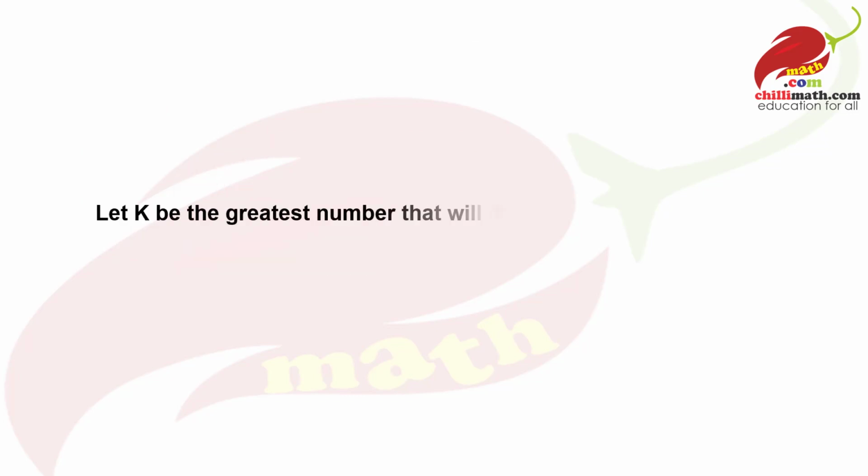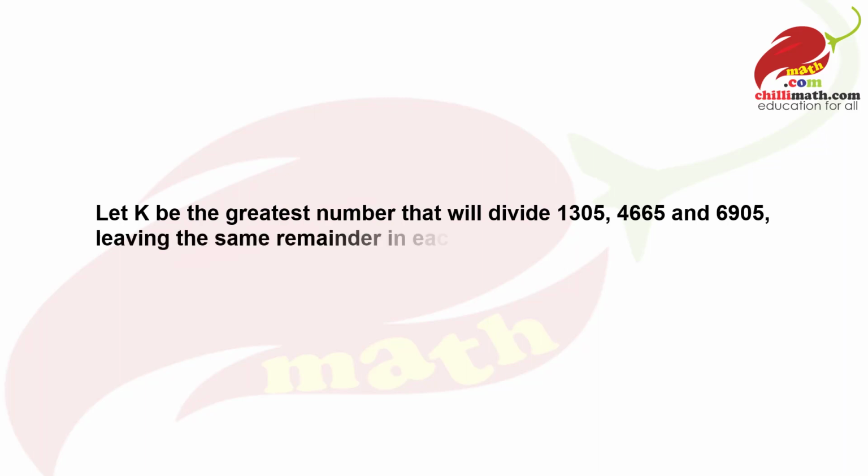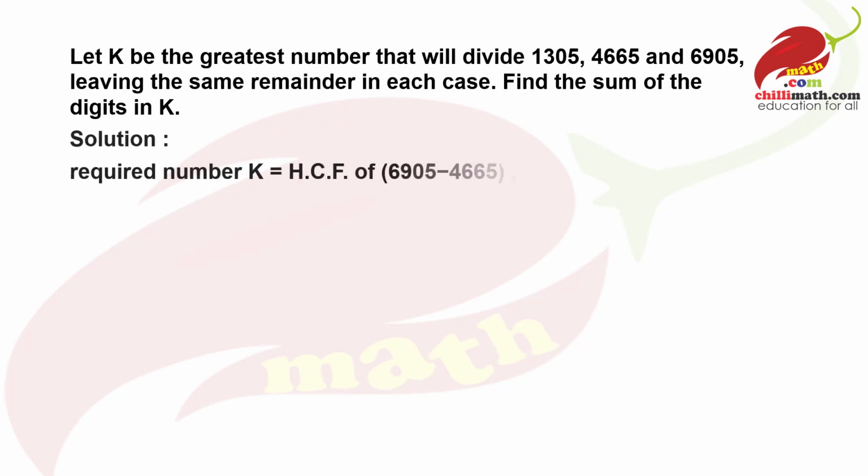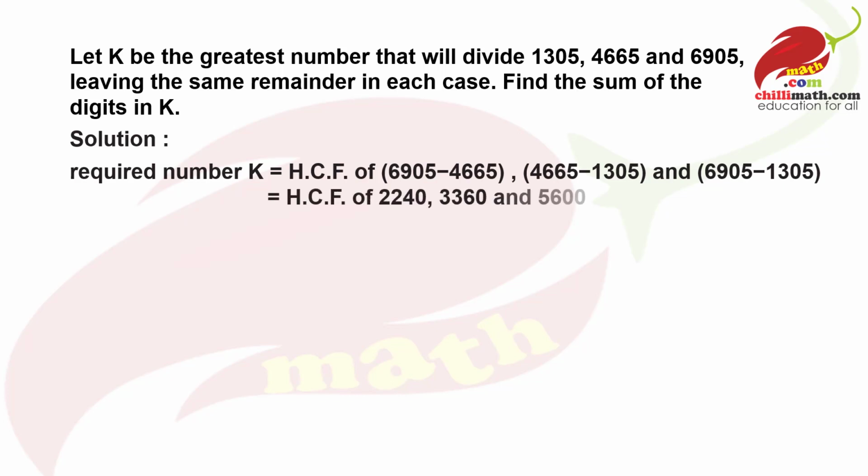Let K be the greatest number that will divide 1305, 4665, and 6905, leaving the same remainder in each case. Find the sum of the digits in K. Solution. Required number K equals HCF of 6905 minus 4665, 4665 minus 1305, and 6905 minus 1305, which equals HCF of 2240, 3360, and 5600. Using prime factorization method.